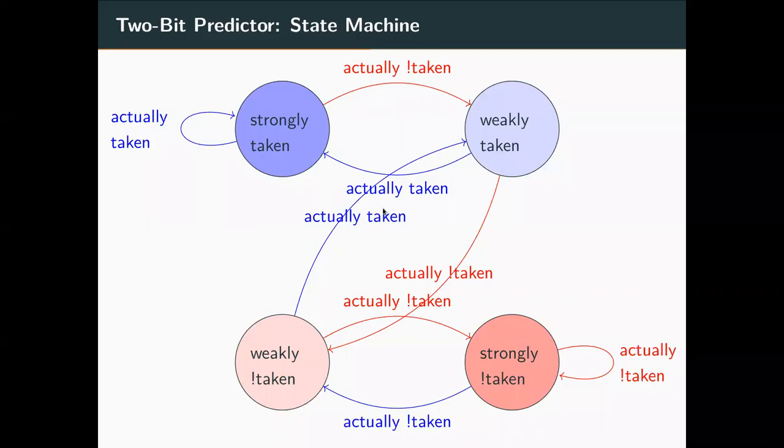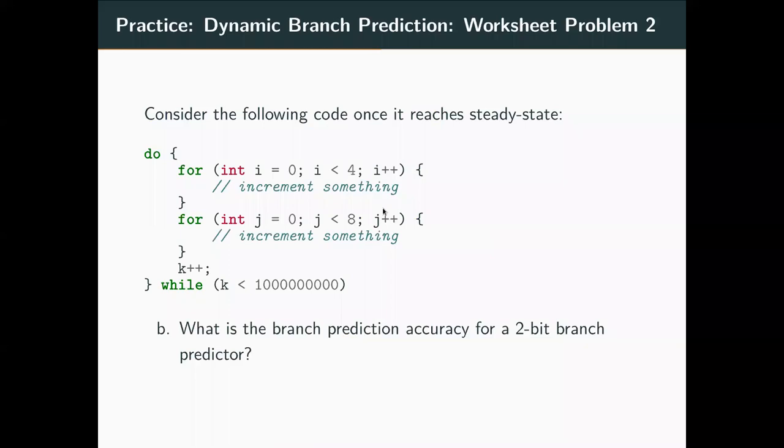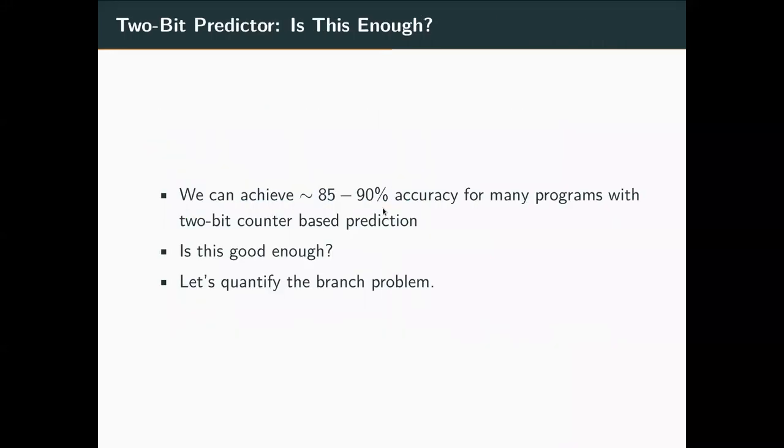So, moving on. Is this enough? So we can get about 85 to 90% accuracy for most programs using this two-bit counter-based prediction, which is pretty good, right? You know, this is a B plus, but is that good enough?